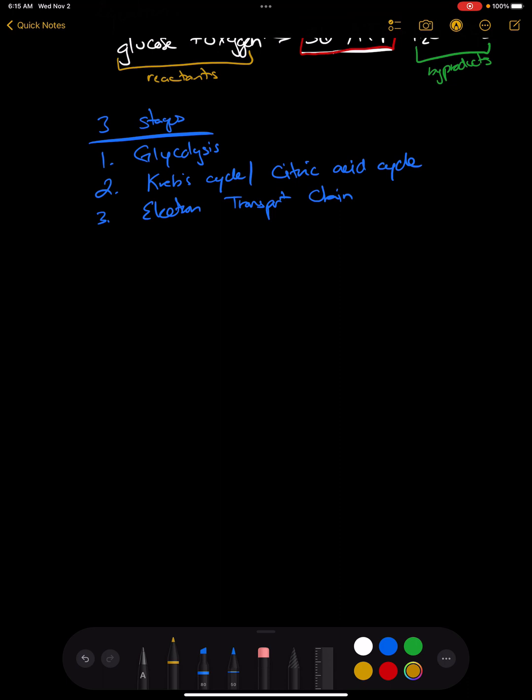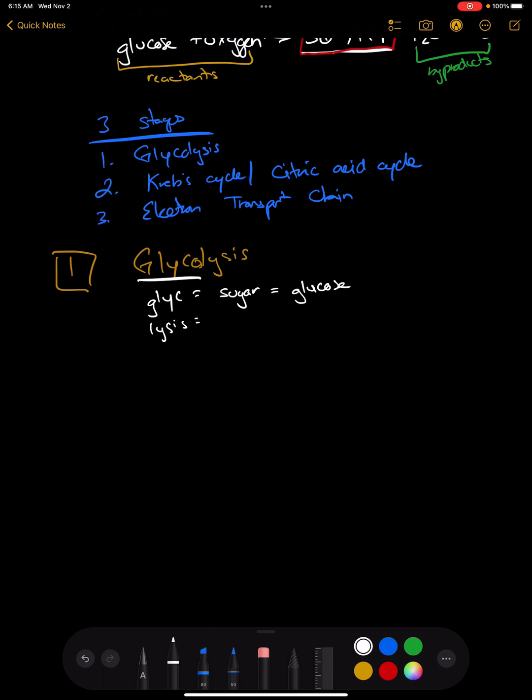So my first stage, stage 1, is glycolysis. Let's talk about what this word means. Glyc, we know what glyc means. Glyc is referring to sugar. And what is the sugar we're using? The sugar we're using is glucose. And then what does lysis mean? We've done this a bunch of times. Lysis means to break. So what am I doing during glycolysis? I am breaking apart my sugar, right?